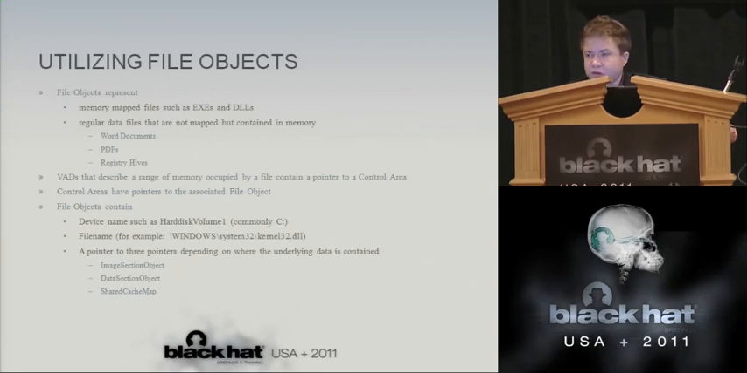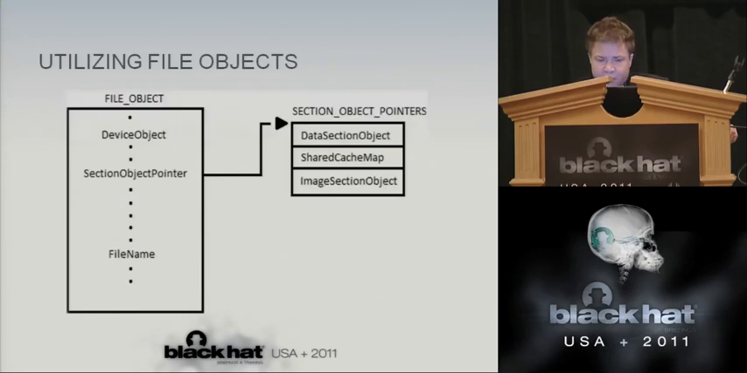Windows/System32/kernel32.dll. And then the file object contains a pointer to 3 other pointers that is going to describe where the data for that file object resides. So that's what we'll cover. Here's a graphical representation of how it looks, basically in memory. We're going to be concerned here with the data section object, the shared cache map, and the image section object.